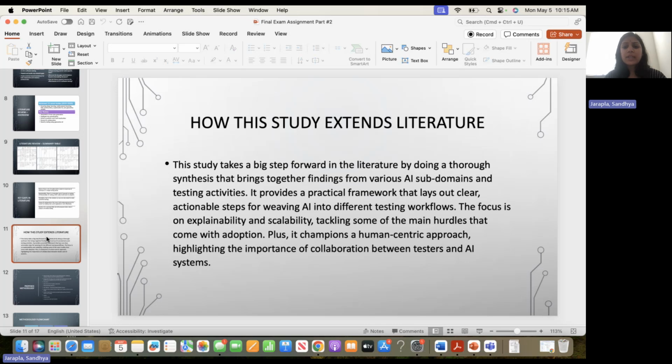So, how the study extends the literature. This study synthesizes insights across various AI domains and testing tasks. It proposes a cohesive framework with a human centric approach, emphasizing explainability, scalability, and tester AI collaboration. Plus, it highlights the importance of collaboration between the testers and the AI systems.